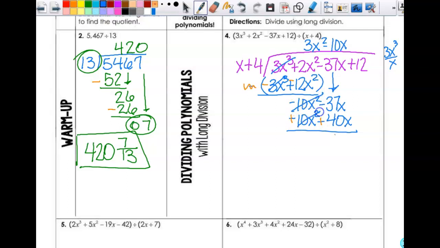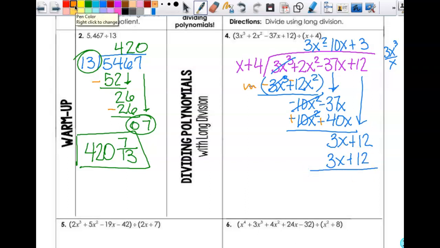These zero out, and I'm left with 3x, and I bring down my 12. 3x divided by x gives me 3. So I get 3x plus 12. I change the signs, and those zero out, and so do those. My remainder is 0. So my answer then is 3x squared minus 10x plus 3.